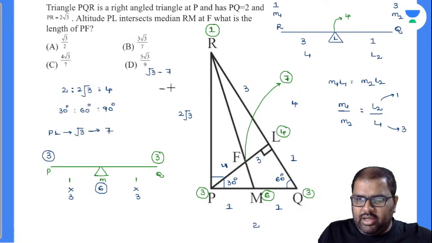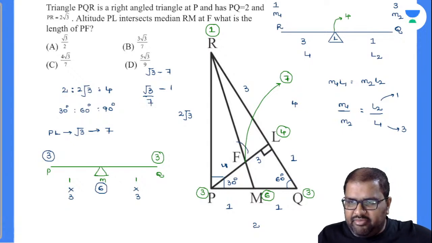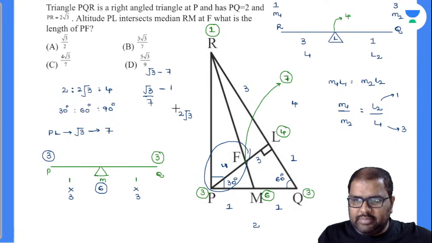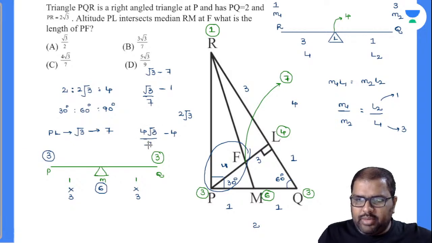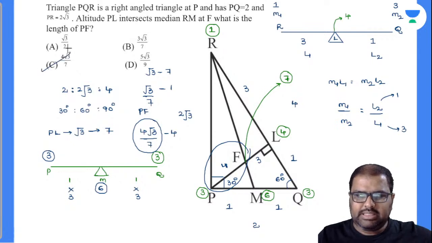So one part value will be how much? Root 3 by 7. Now what is the question asked? Find out the length of PF. Now PF length value is how much? 4 parts. What was the value of 4 parts? 4 parts value will be 4 root 3 by 7. Am I right or wrong? And I got my answer there. 4 parts value, this is nothing but my PF length. So using mass point geometry, I have calculated this perfectly. And my C option is true.